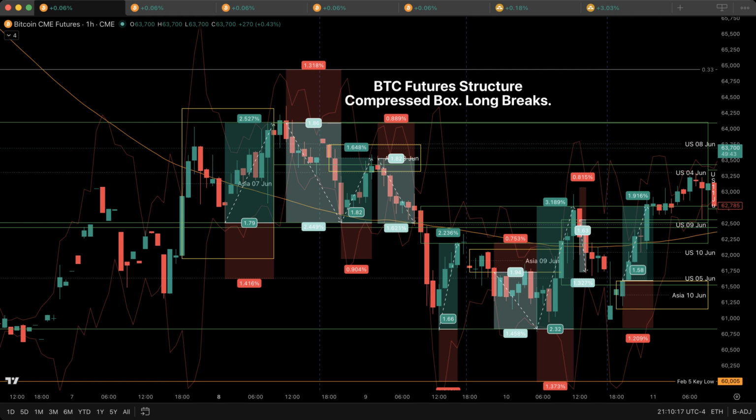April 1st weekly basis box lower boundary. March 1st weekly basis box lower boundary. February 1st weekly basis box lower boundary. Weekly 0.33. Weekly 0.25. February 5th key low. The falling trend line. The rising trend line.